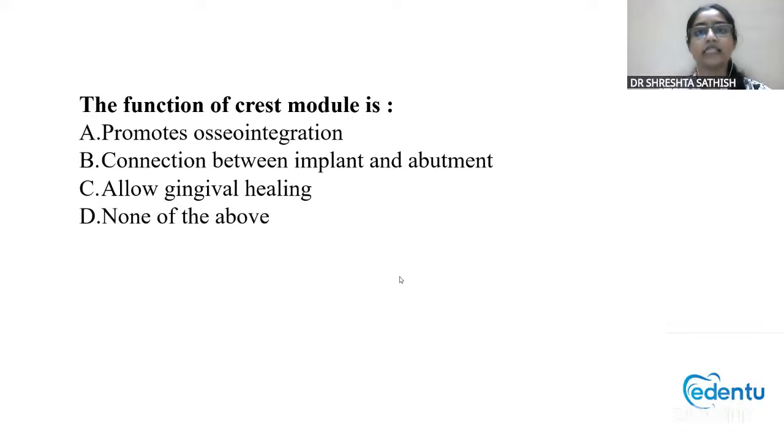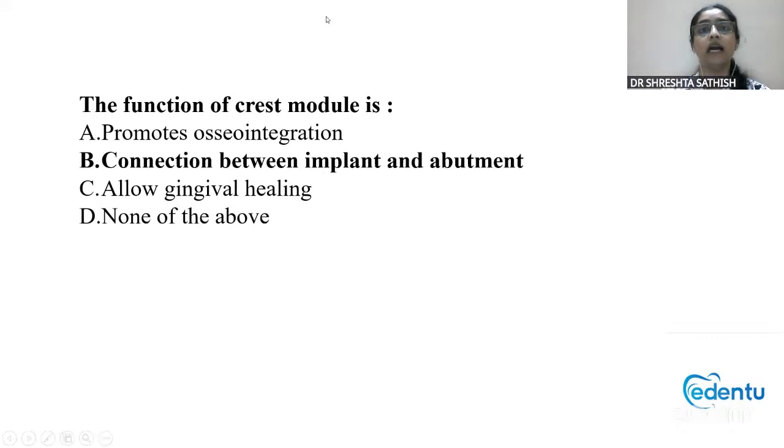Yes, it is a connection between the implant and the abutment. You're right. That collar is basically your connection between your implant surface and your prosthetic surface. Now, abutment again is the first stage of your prosthetic surface. So it is a connection between your implant and your abutment, the transition from your spiral to a smoother surface.